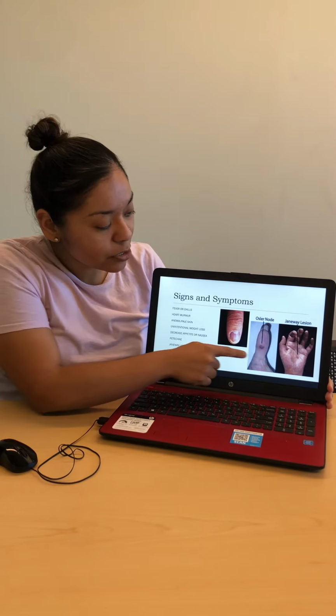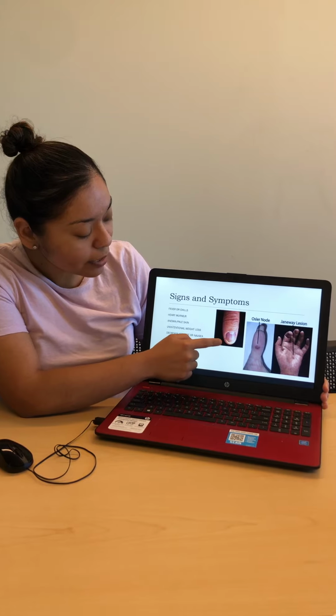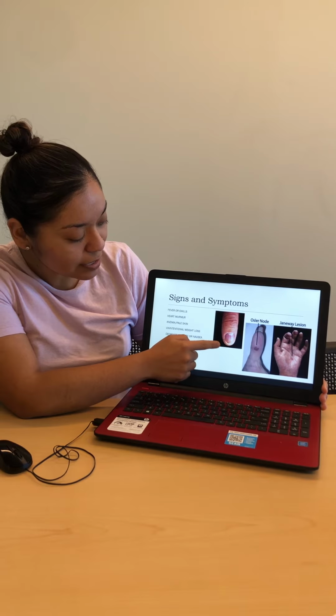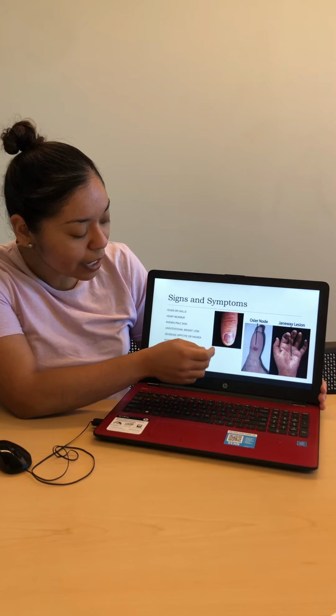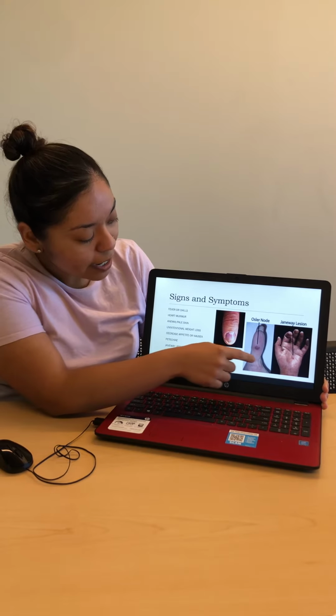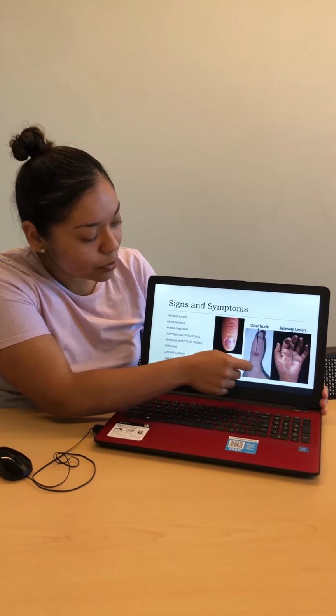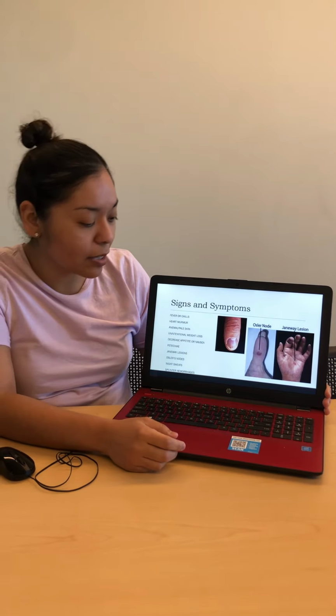And I added some pictures here to let you know what they look like. This one is the splinter hemorrhages. It's kind of like a thin line or cutting in the nail bed, and these are more like little tiny bruises on the fingers and the palm of the hands.